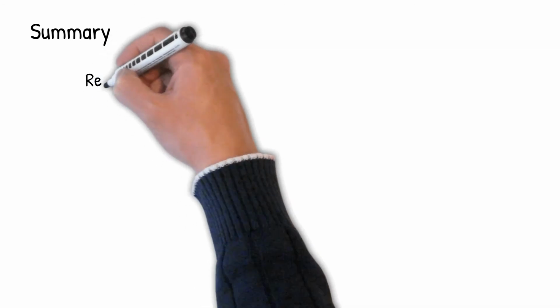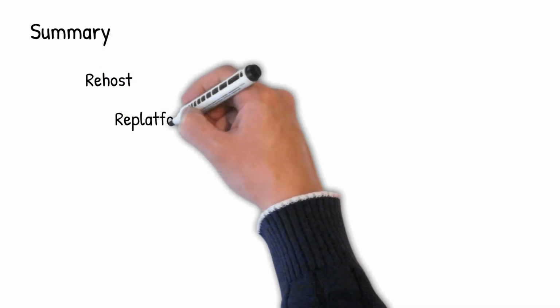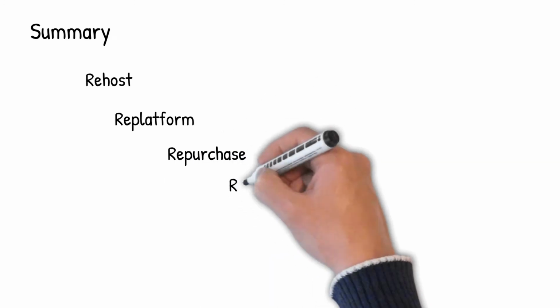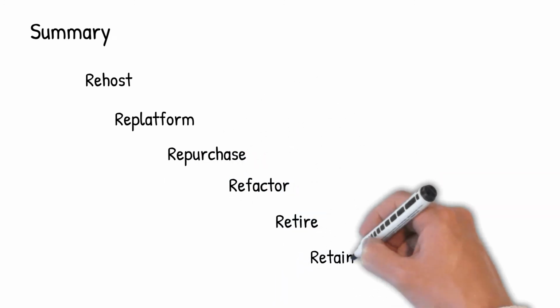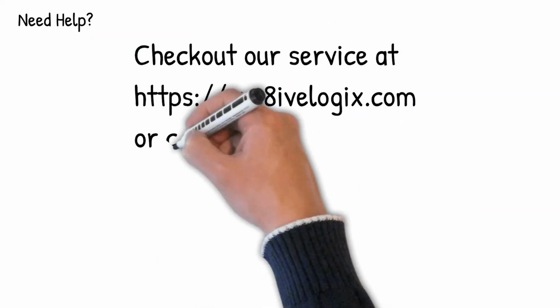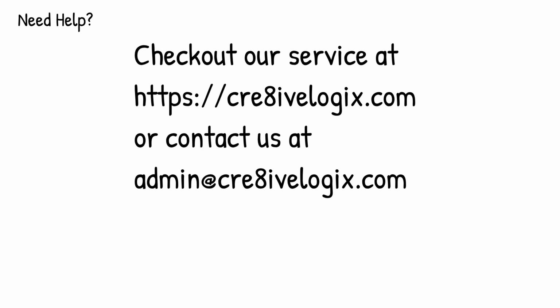This concludes our exploration of cloud migration strategies. To summarize, we have learned 6R strategies: rehosting, replatforming, repurchasing, refactor, retire, and retain. Migrating to the cloud is a fairly involved process and requires careful evaluation, planning, and cloud knowledge.